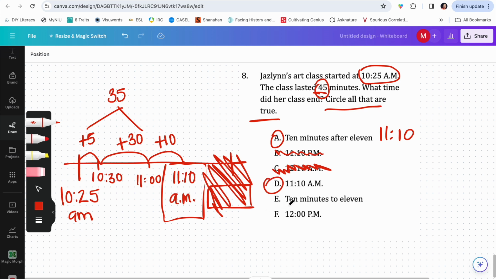Absolutely. That's correct. 10 minutes to 11, which is really saying 10 minutes before 11. Well, what hour comes before 11? That's going to be 10. And if we're at 11 o'clock, looking 10 minutes before that, that's going to be 10:50. Are 10:50 and 11:10 the same? They certainly are not. We're going to cross that out. Looking at this final option, 12 p.m., we all know that's not the same as 11:10. So for number 8, our correct answers are going to be A and D.